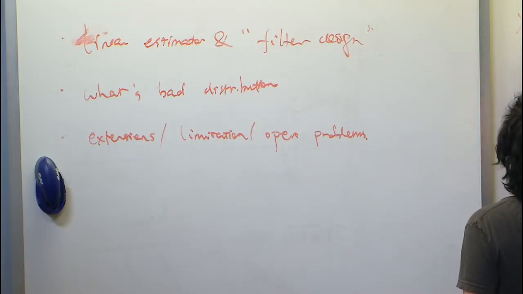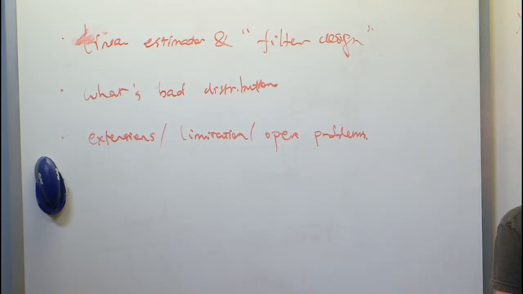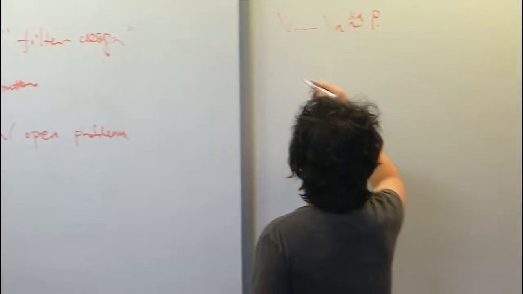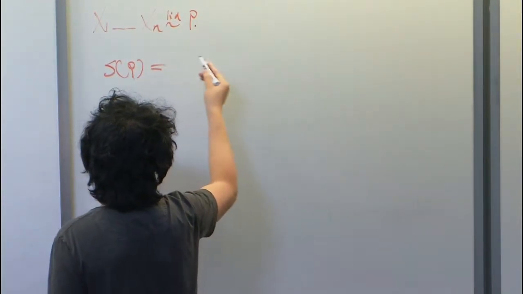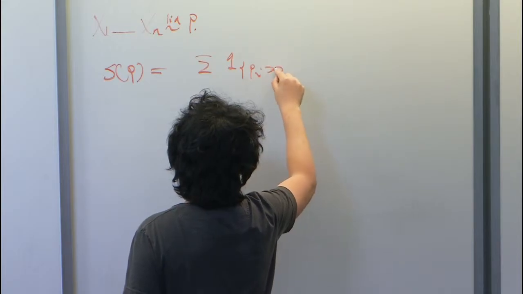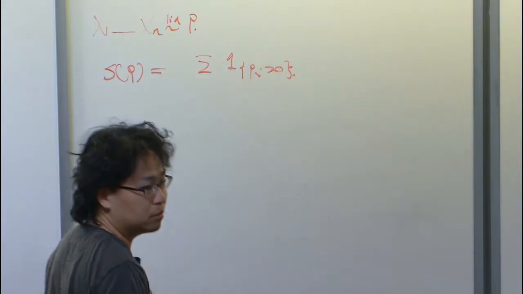The setup is I have n samples, and I want to know how large the support is. The support size, not the set, is the number of non-zeros, the number of non-zero mass.